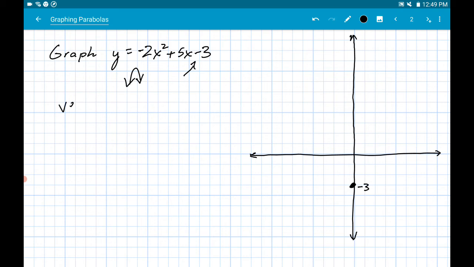Vertex is negative b over 2a. Ooh, we got a fraction, so we got 5/4. And I don't know the y-coordinate yet. But 5/4, if this is 1, and this is 2, 5/4 is going to be somewhere in here.